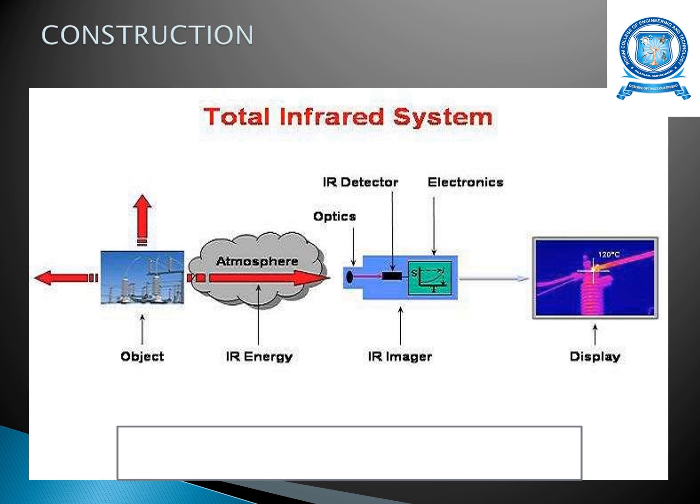So this is the construction of the system. The first block is the object, the second is the IR energy, that is the atmosphere, the third is the IR imager, which consists of the optics, IR detectors, and the electronic system, and the fourth is the display unit, in which the image pattern is displayed on the screen monitor.